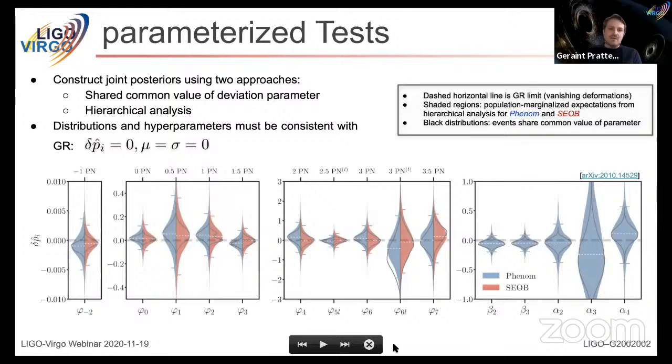As Serguei also discussed, we can start to stack the events and construct these joint posteriors, and we do so using two approaches. The first is to assume a shared common value of the deviation parameter, and the second approach is this hierarchical analysis, this population-inspired analysis. This is something of a stricter criterion in the sense that both the distributions and the hyperparameters are required to be consistent with general relativity. So this means that these deformation parameters, these delta p's, must vanish, and the mean and the variance of the distribution must also be equal to 0.